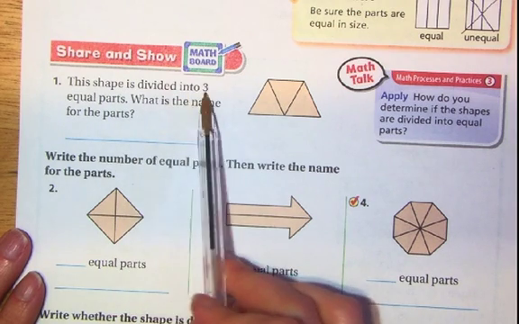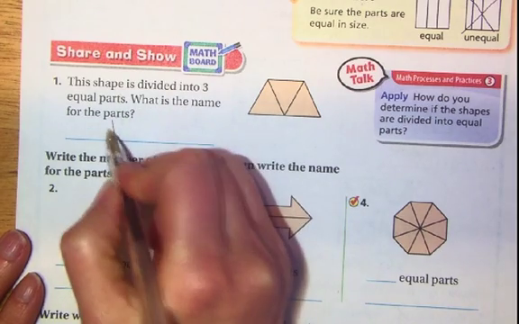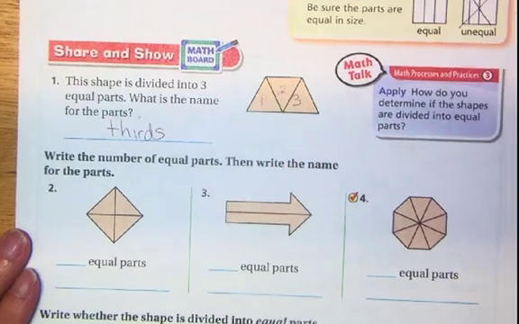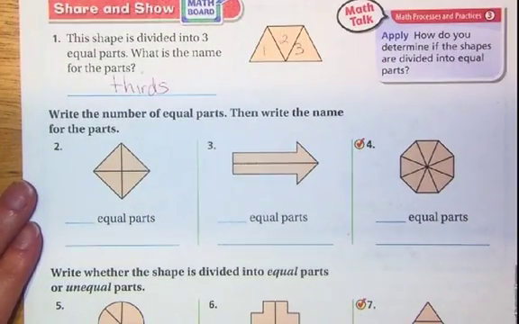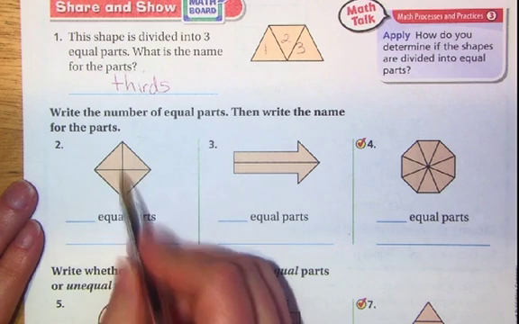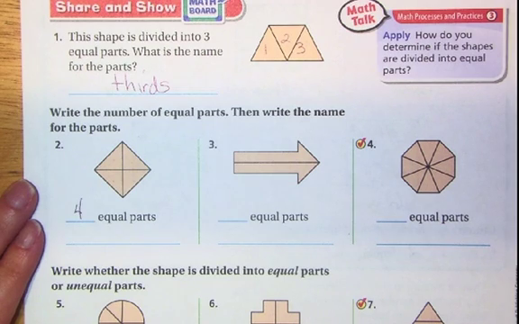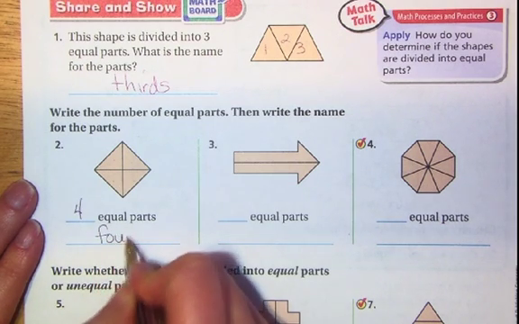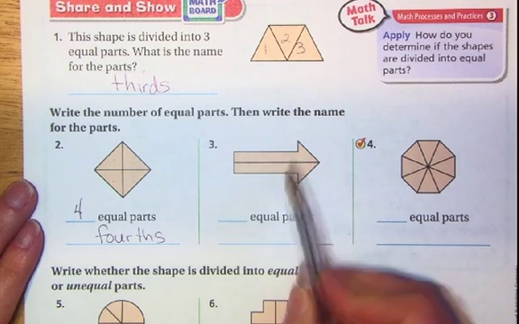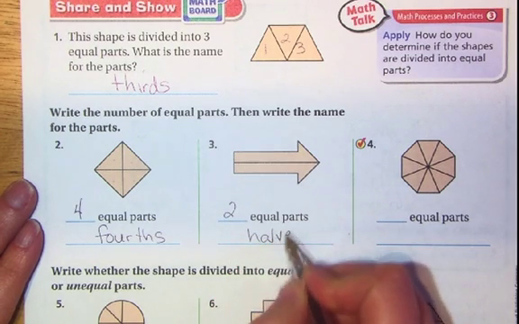So share and show. This shape is divided into 3 equal parts. What's the name of those parts? You should be catching on. You're filling in the answer before I write it. Thirds, because I have 1, 2, 3 parts. Now we just have to write the number for the equal parts and then write the name for the parts. So I'm first going to say I have 1, 2, 3, 4 parts, but what do we call 4 equal parts? Hopefully you said fourths. I have 1, 2. Even though that's an odd shape, it is cut fair into 2 parts, which we refer to as halves.